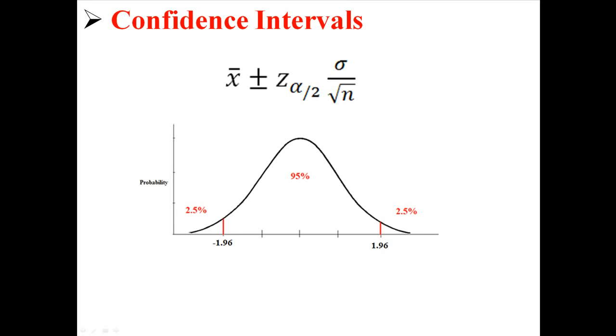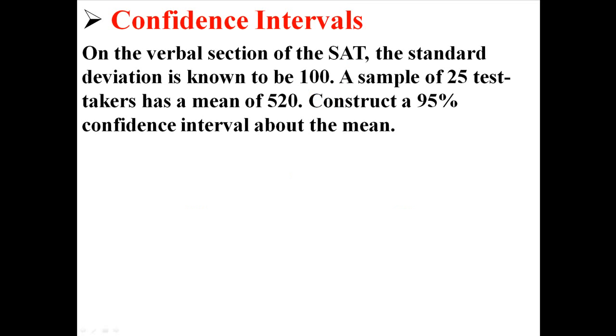And you can actually change that. Like, let's say you want to make a 99% confidence interval or a 90% confidence interval. It actually depends on what alpha is going to be. You can change that and look up in the z table to find a different value depending on how confident you want to be. So let's go to an example.